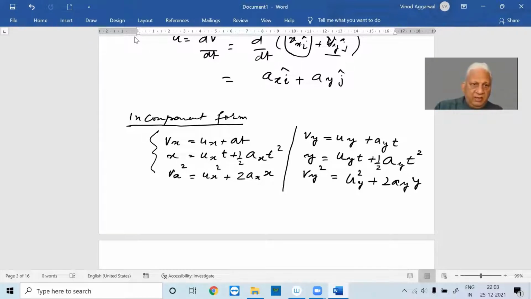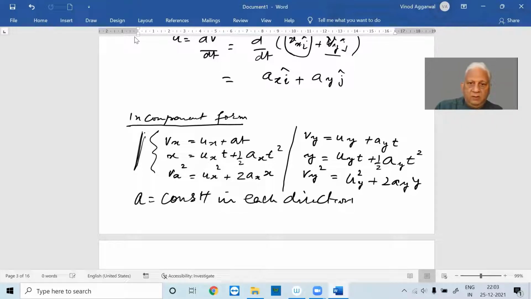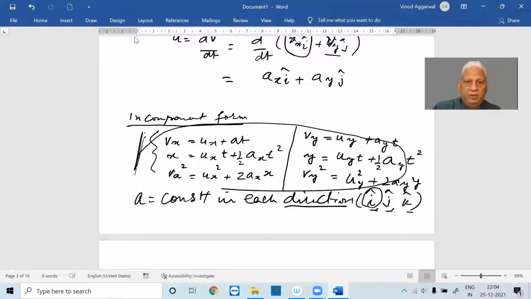Now here again keep it in mind that a is constant in each direction. In each direction means i, j as well as k, whatever their components may be, but the component of acceleration in the i direction, j direction, k direction should remain constant. Otherwise, these laws will not be applicable. They are applicable only if acceleration is constant. Okay.